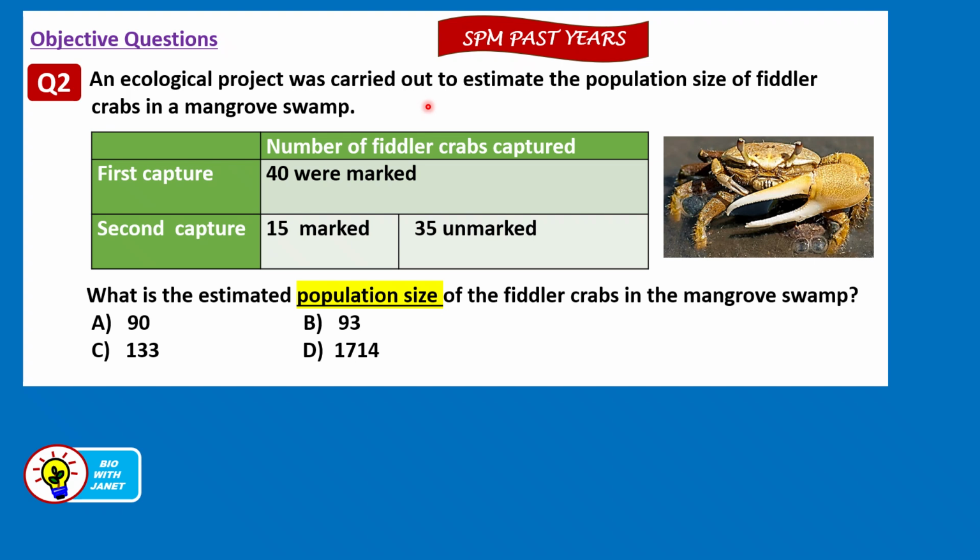Question 2, an objective question. An ecological project was carried out to estimate the population size of fiddler crabs in a mangrove swamp. Number of fiddler crabs captured: first capture, 40, that were all marked. Second capture, 15 were marked and 35 unmarked. So what is the estimated population size of the fiddler crabs in the mangrove swamp? Try this question yourself first, and we'll discuss the answer in a short while. Do be careful about the numbers that you need to use in your formula.